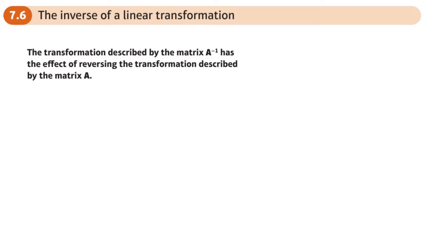This is the sixth and final section of the linear transformations chapter, and here we look at the inverse of a linear transformation. So if we have a matrix M or A, as they've got here, that does some sort of transformation, then the inverse matrix will reverse that transformation.